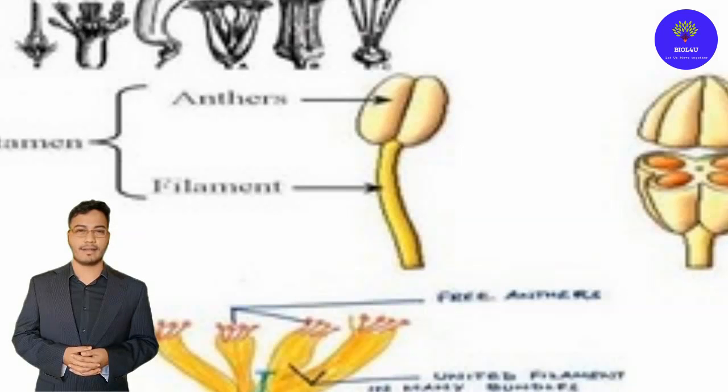A sterile stamen is called a staminode. If stamens are attached to the petals, it is called epipetalous, as in brinjal. If attached to the perianth, it is called epiphyllous, as in lily. If stamens are free, it is polyandrous. If united to form one bundle, it is monadelphous. If two bundles, it is called diadelphous, as in pea. If more than two, it is polyadelphous, as in citrus. The length of the stamens also varies within a flower, like in salvia and mustard.